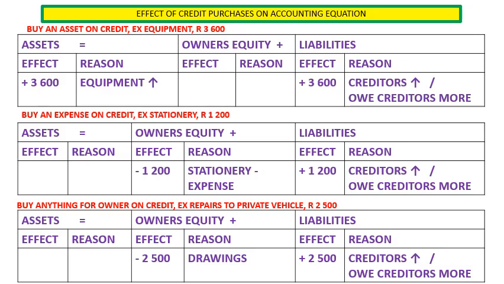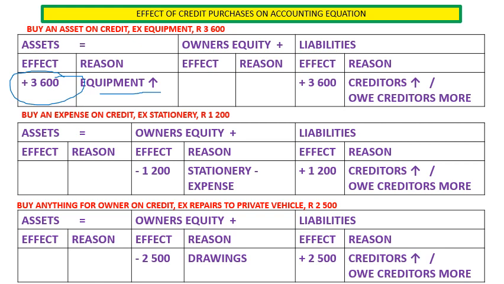Last thing we have to do about credit purchases is the effect on the accounting equation. So this is just examples. What can you buy on credit? You can buy an asset on credit. There we bought an asset. If you buy an asset, whatever asset you buy will increase. Can you see? And you need to write equipment increase.